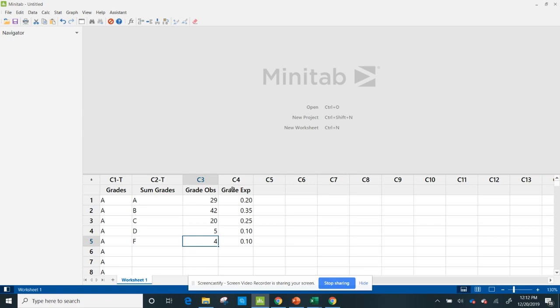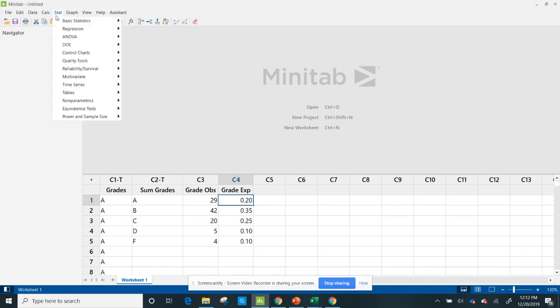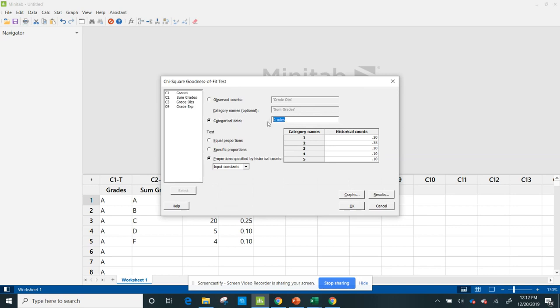Here, all I want to do is put my expected proportions that I put in my null hypothesis. So 0.20, 0.35, 0.25, 0.10, and 0.10. So I go to Stat, I go to Tables, Chi-Square Goodness of Fit. So what I want to do now is observed counts, and I'm going to clear it out so you can see what I did. I'm going to do observed counts. So I'm going to click on grade observations, and then I'm going to do category names. I'm going to do some grades.